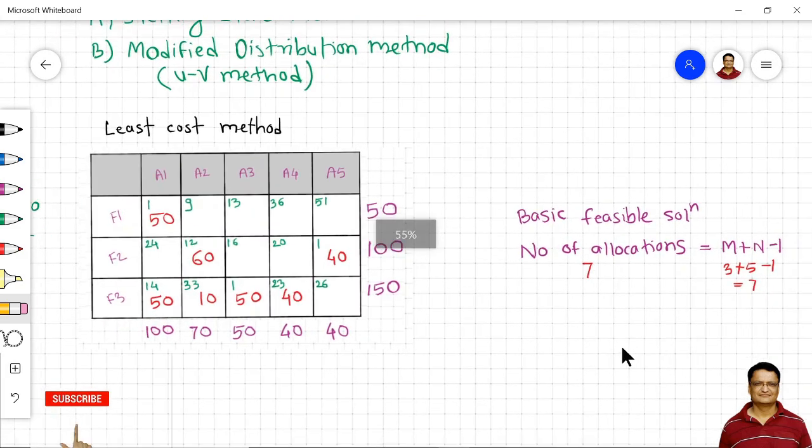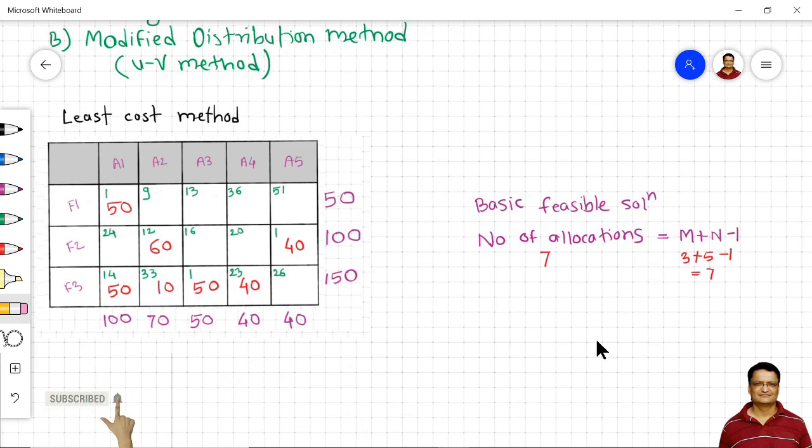The solution is said to be a basic feasible solution if it is a feasible solution and the number of allocations is equal to m plus n minus 1. So what is m? M is the number of rows, n is the number of columns, and the number of allocations is the number of occupied cells. So we have the number of allocations as 7, and if we count m plus n minus 1, that also comes to 7. So we can definitely say that this is a basic feasible solution.